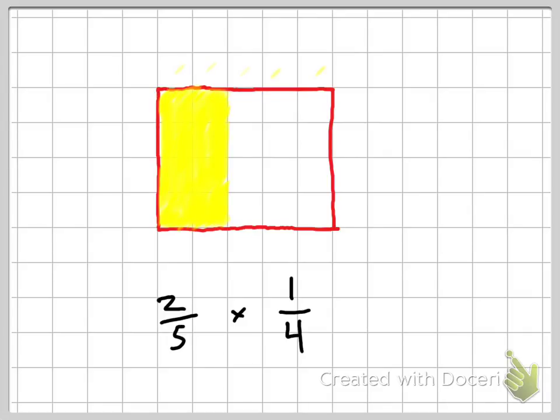We'll go ahead and change colors here. All right, and next up, we've got 1/4, and we're going to go ahead and represent those horizontally here. You can see we've got 1, 2, 3, 4 horizontal rows, and I'm just going to go ahead and highlight 1 of those 4.